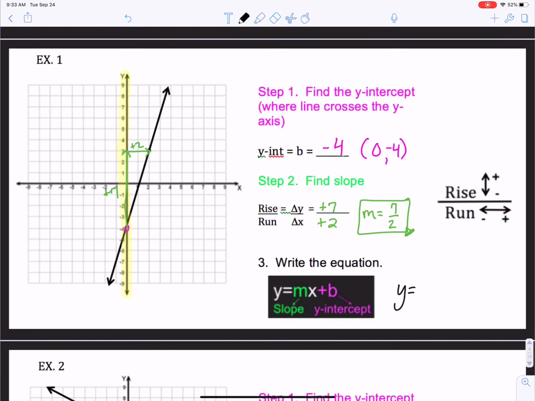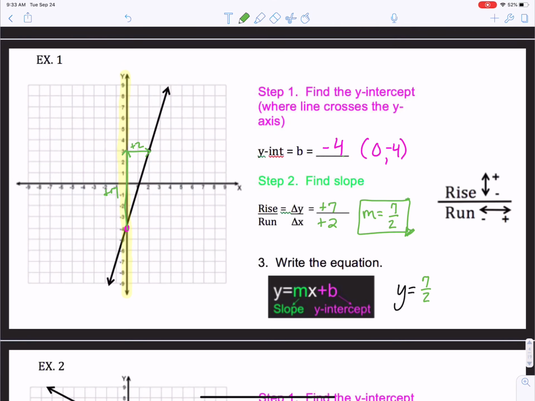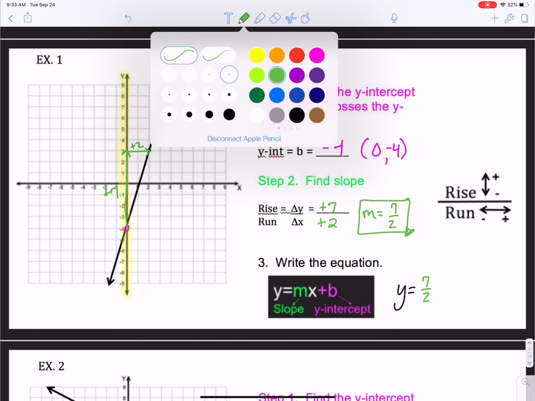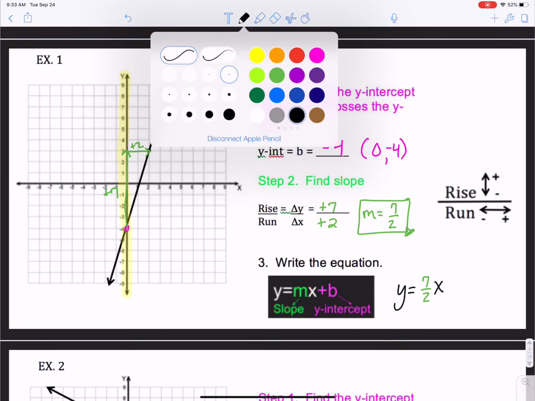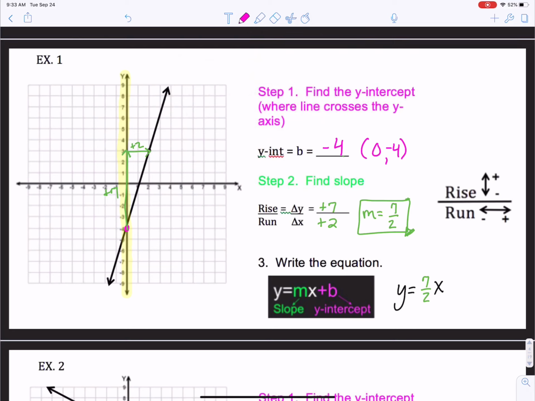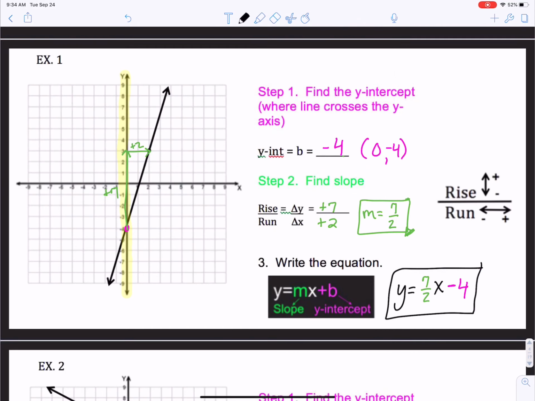y equals m, and our m is our slope, and we figured out that our slope was 7/2, times x, and that is the variable x. And then we have plus b, and our y-intercept is -4. We could think about that as plus -4, but that's not the simplest way to write it. We always want it in simplest terms. So instead of writing plus -4, we could just write -4. So the equation of this line would be y equals 7/2 x minus 4. Okay, that would be our final answer.